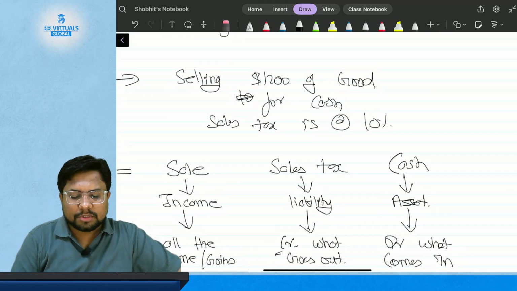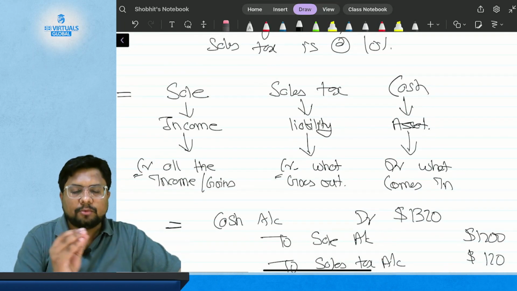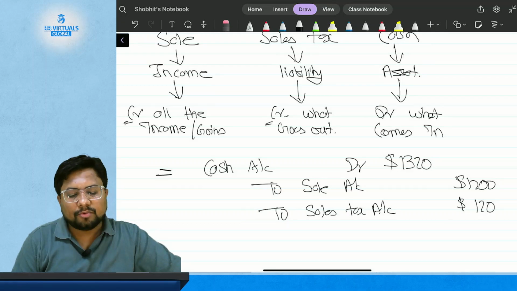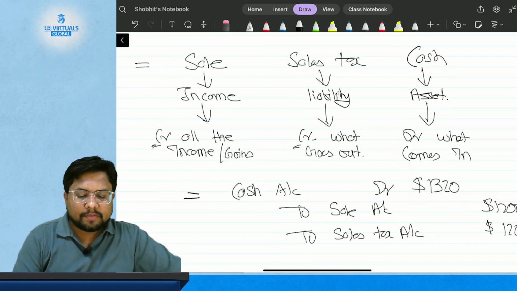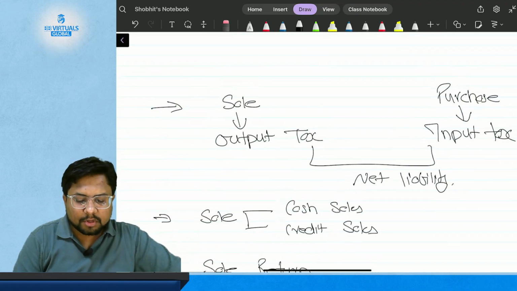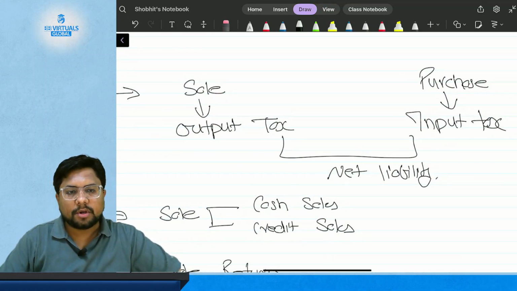Journal entries are very simple, as we have already discussed in detail. You just have to make the tax element a part of the journal entry. And just remember, when there is a sale, it is your output tax, and when it is a purchase, it is your input tax.